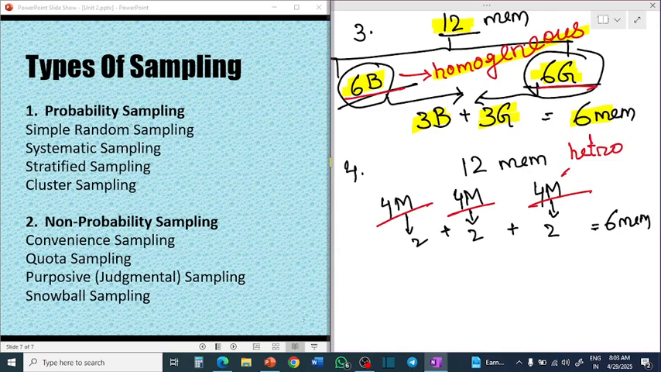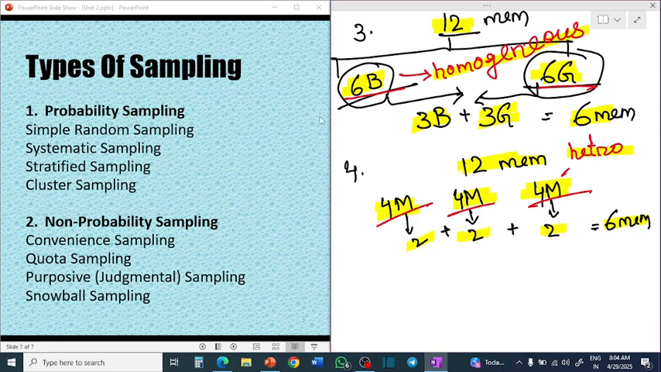In cluster sampling, you have 12 members. We will divide them into 3 groups, but all these groups will be heterogeneous, meaning they will have both boys and girls. So you have divided them into 3 groups of 4 members each. Out of the first group you select 2 members, the second group 2 members, and the third group 2 members. So it comes to a total of 6 members, which is your required sample. This is known as cluster sampling.